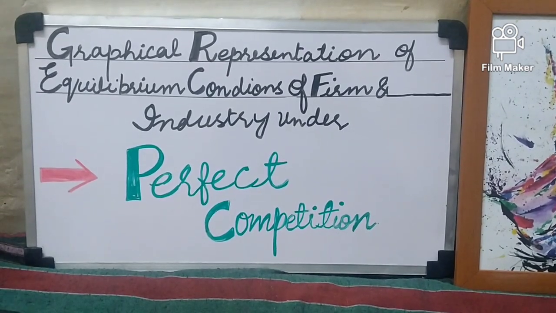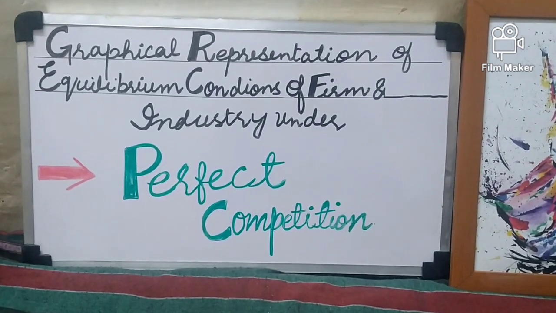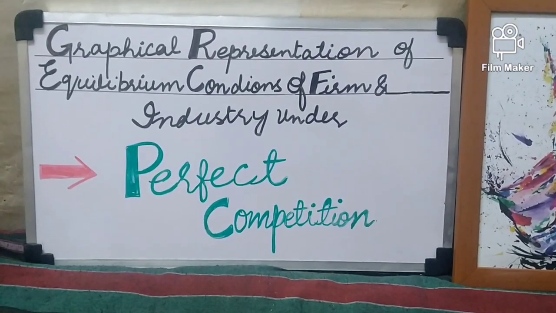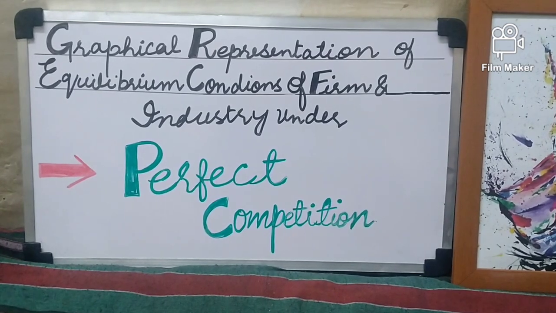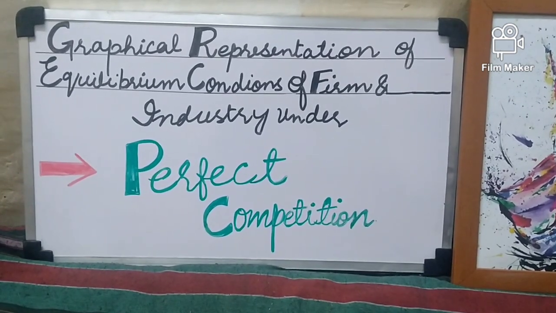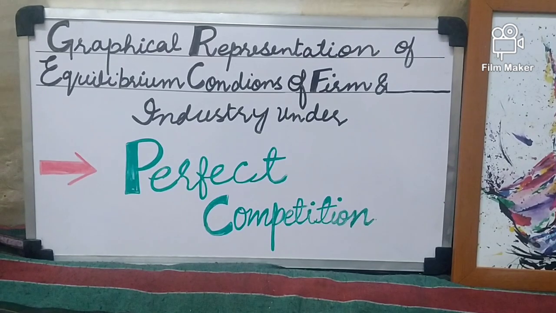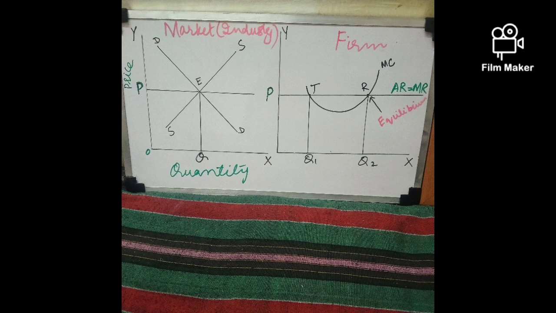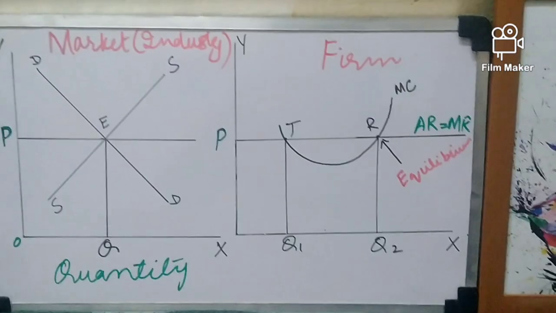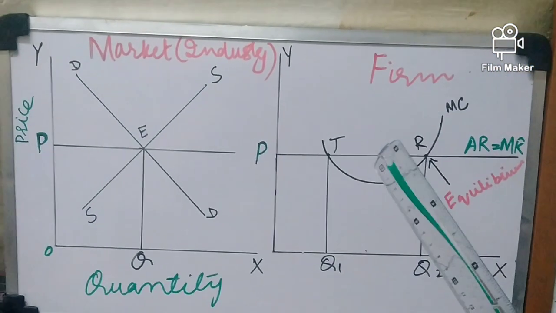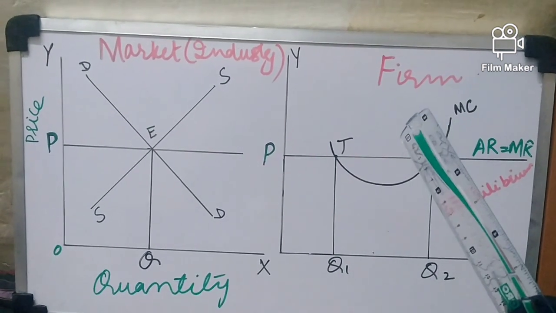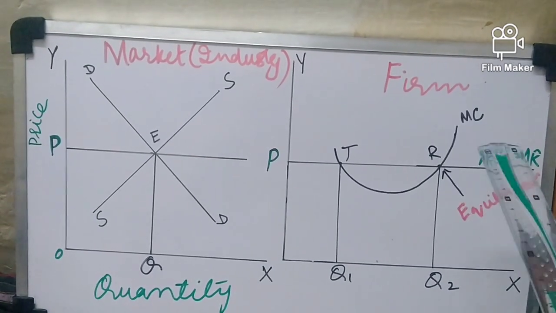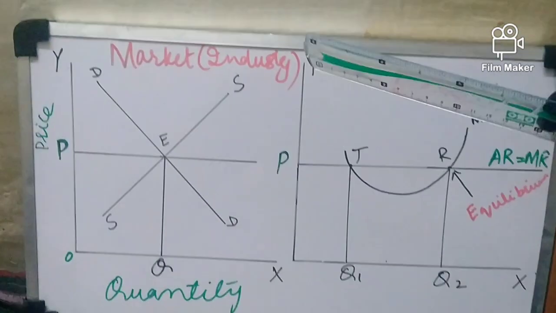There is another condition which is the sufficient condition, and the sufficient condition is that the point where MC cuts MR from below. Now I will draw a figure and then explain how equilibrium is attained under perfect competition with the help of the marginalistic rule graphically. Now I have drawn the figure in which I have shown the marginalistic rule graphically in case of industry and firm under perfect competition.